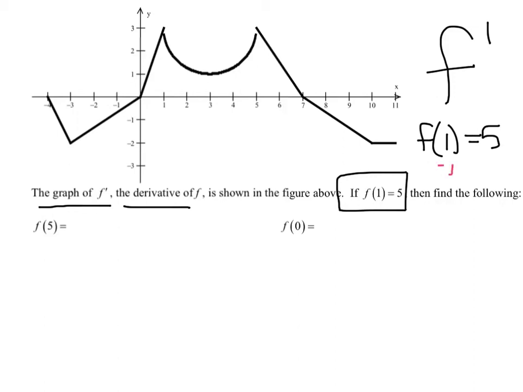They are giving me an initial condition. Let's be very clear: f of 1 equals 5 is the initial condition. Now, notice they're not telling you on this graph that f of 1 is 5, because this is a graph of f prime. But on the graph of f, the height is 5. That's all this is saying. This again is a graph of slopes, f prime.